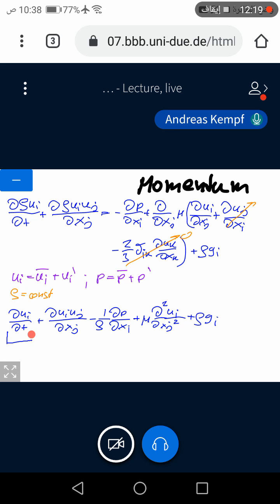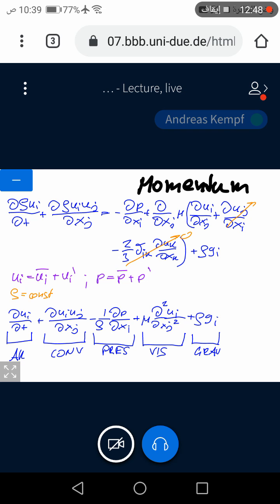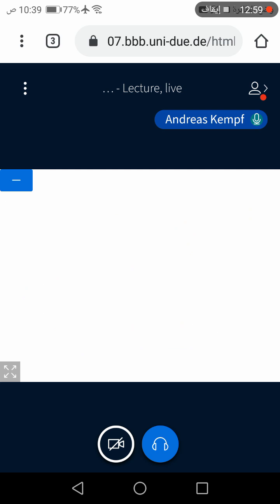Now we have to look at all these terms here, which I will do now in the next step. So we have the accumulation, we have the convection, we have the pressure gradient term, we have the viscous stresses, and we have gravity. Questions so far? Good. Let's start with the accumulation term.